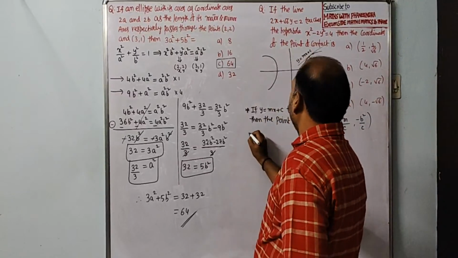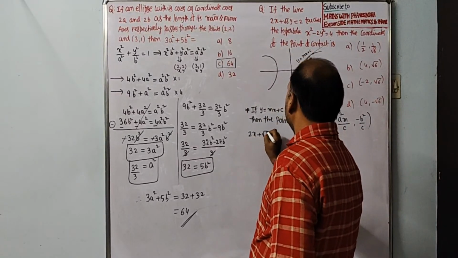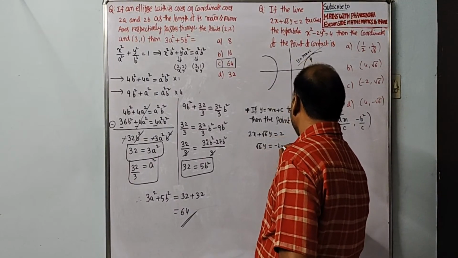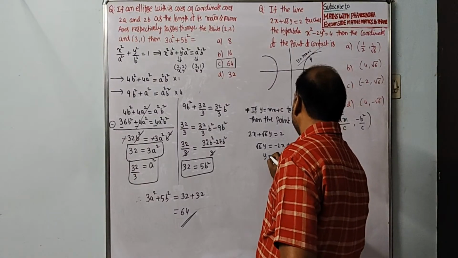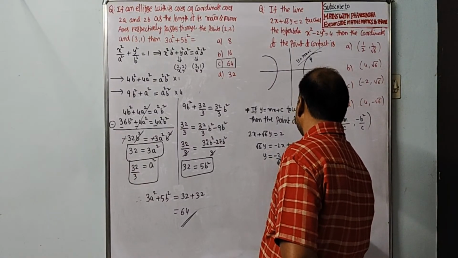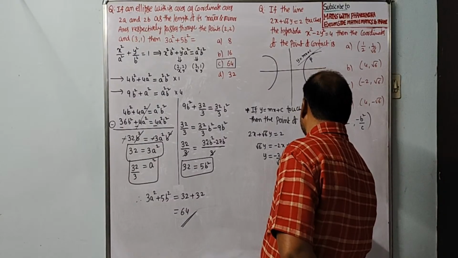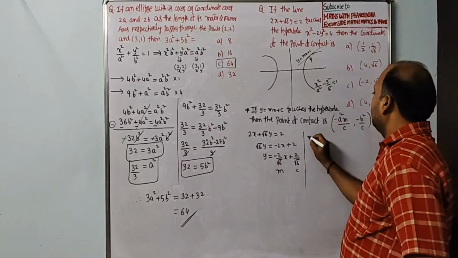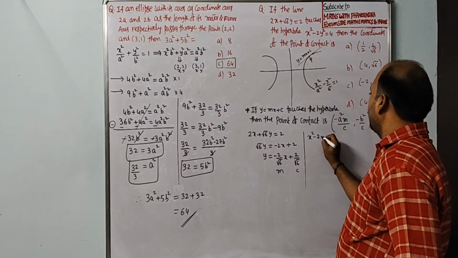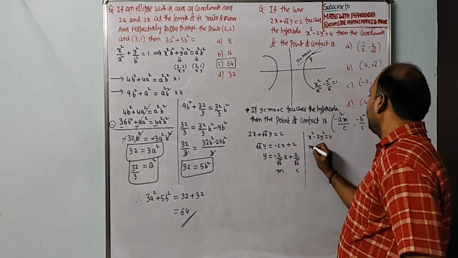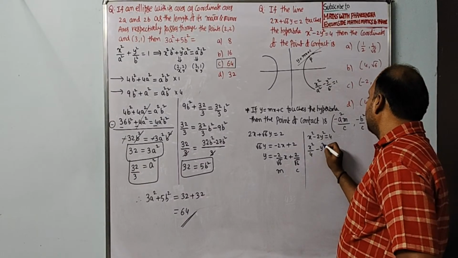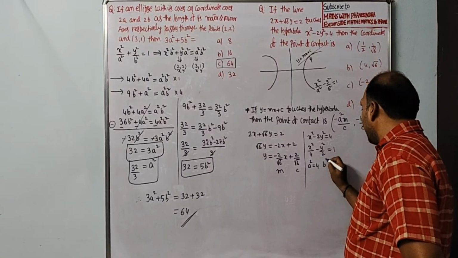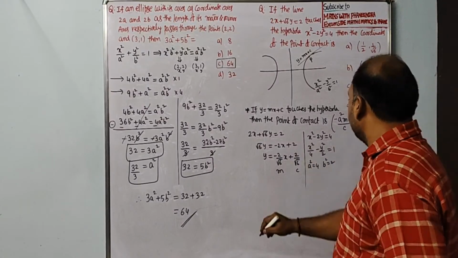So first, the given line 2x plus root 6 y is equal to 2. Root 6 y is equal to minus 2x plus 2. So y is equal to minus 2 by root 6 into x plus 2 by root 6. So this is m, this is c. Next, the given equation of the hyperbola, x square minus 2y square equal to 4. X square by 4 minus y square by 2 equal to 1. A square is equal to 4, b square is equal to 2. Substitute in this.